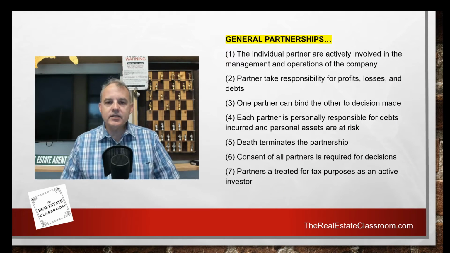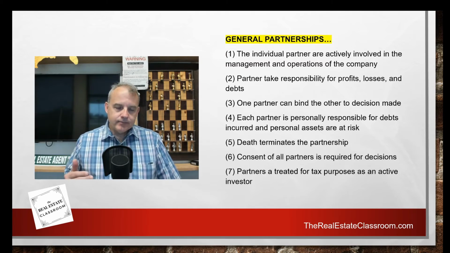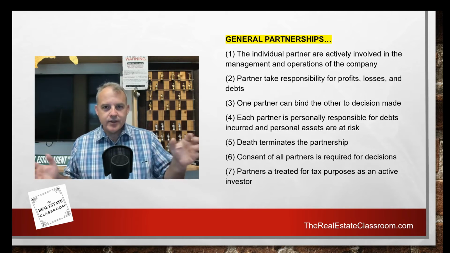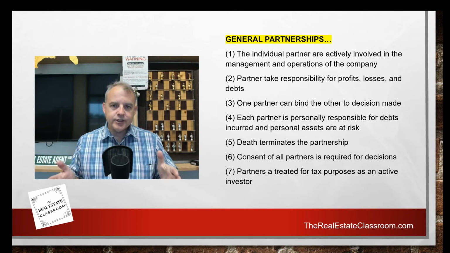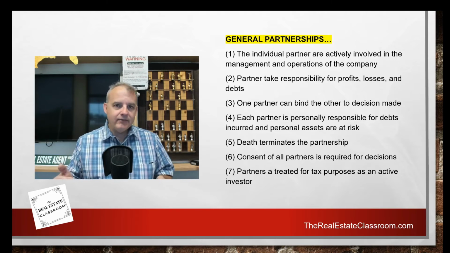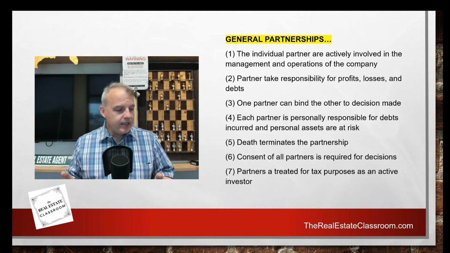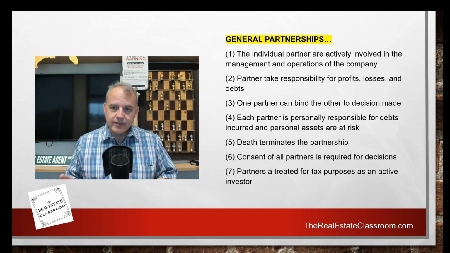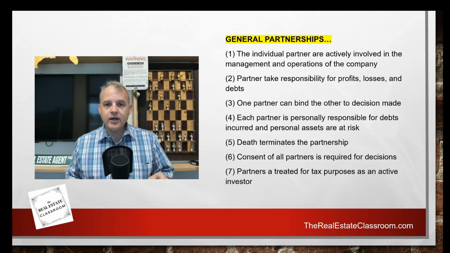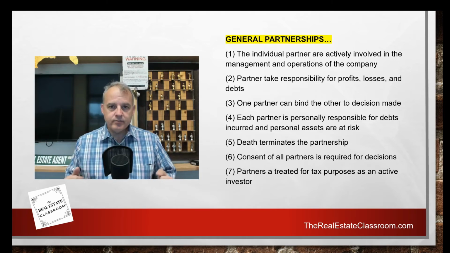The first one I'm going to discuss is general partnerships. Now, under a general partnership, sometimes called a GP, let's say we have three partners that got together and created this general partnership. Each one of those three individual partners is actively involved in the day-to-day operations of that company. They are actively involved in the decision-making, those types of things. Number two, as you see on your screen, the partner takes responsibility for the losses, the profits, and any debts that this partnership takes on.